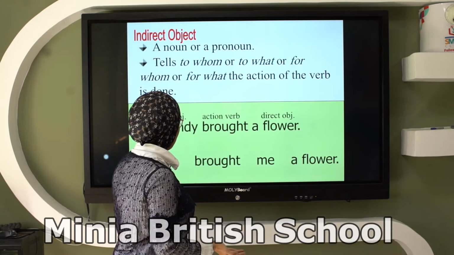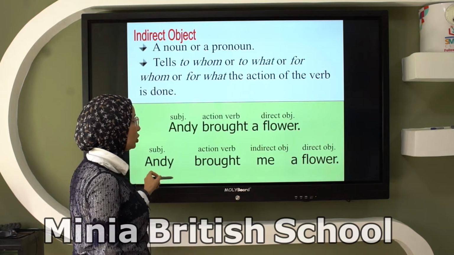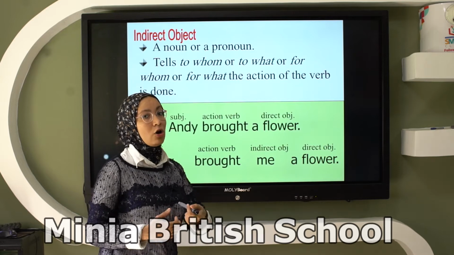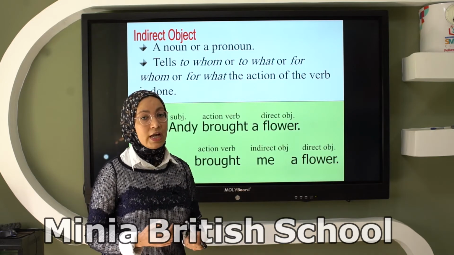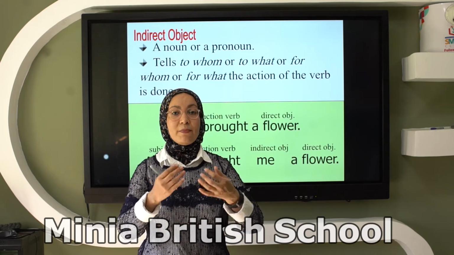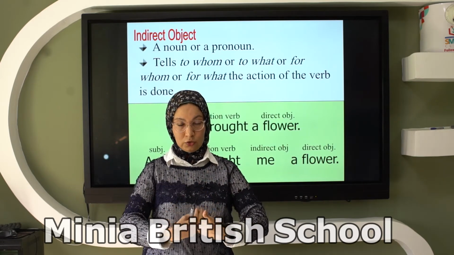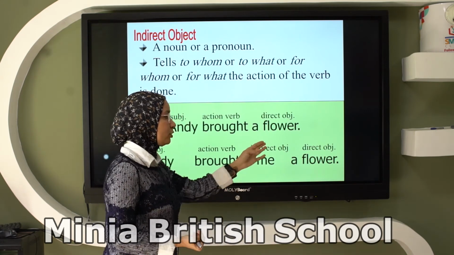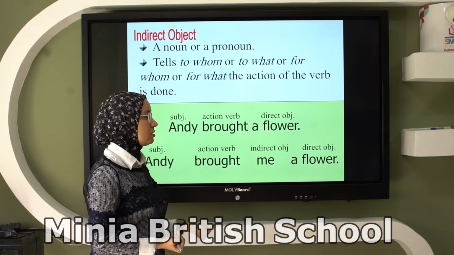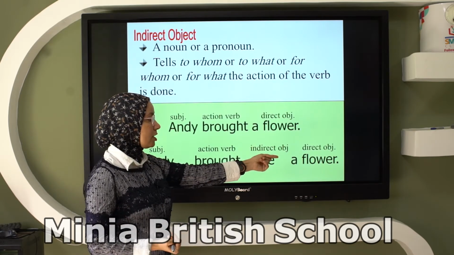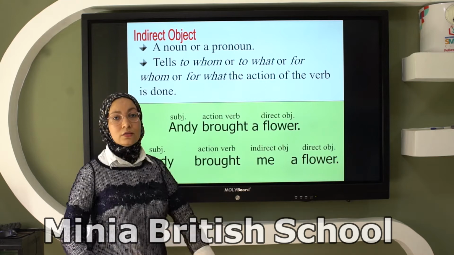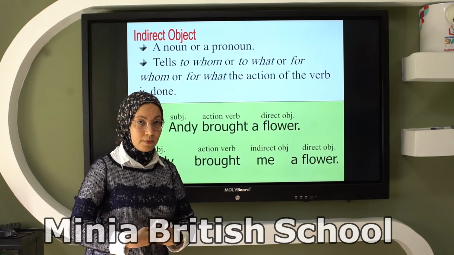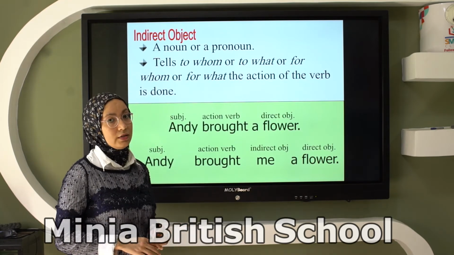Right? So Andy is the subject. Brought, this is the action verb. Me, this is the indirect object. I'm not the direct object here, I'm not the flower. No, I am the person who receives the flower. So, brought me a flower. A flower is the direct object because it's already with the subject of the sentence. And this subject and this direct object are what? Yes, they are coming to me. I am the receiver of this action. Very good. So this is the indirect object.